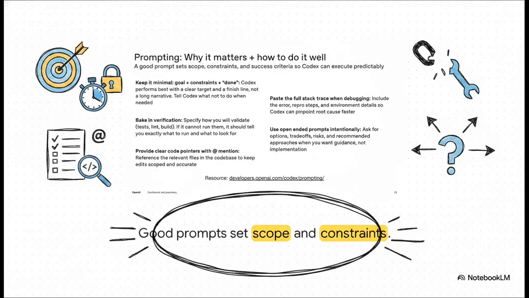Now, to actually get those perfect diffs, we kind of have to rethink how we communicate. Good prompts are not long, rambling stories about what you want. They set strict scope, clear constraints, and definite success criteria. You've got to keep your instructions minimal. Give the AI a clear target and a defined finish line.